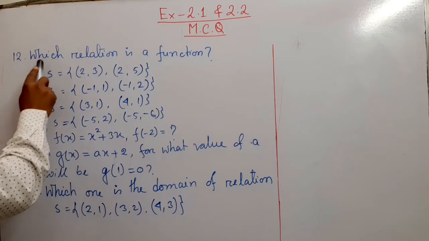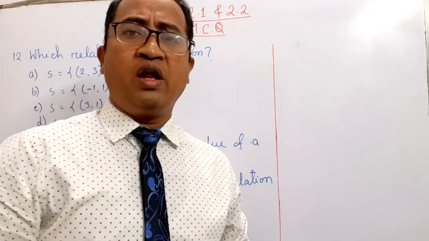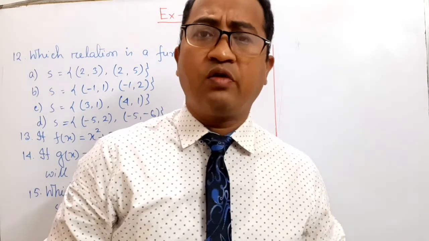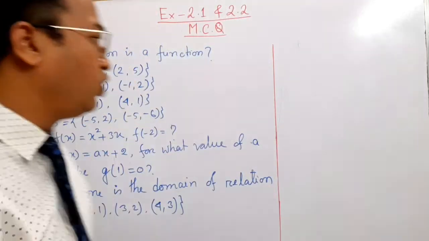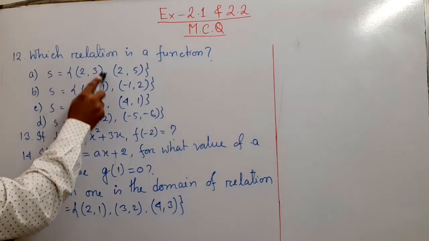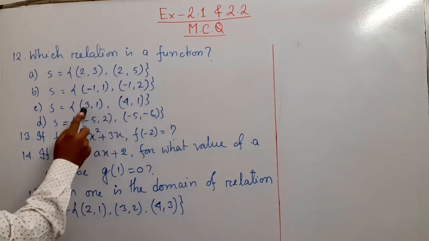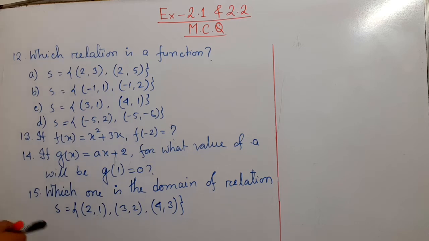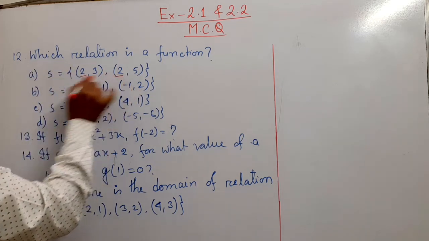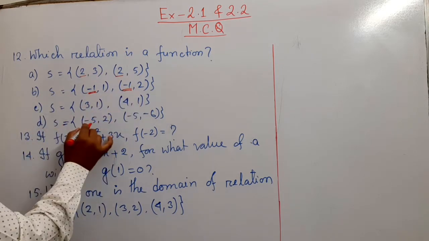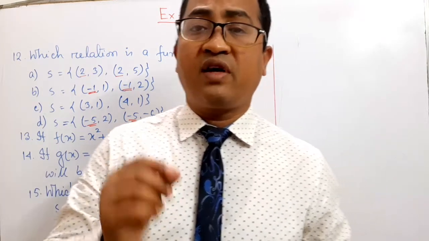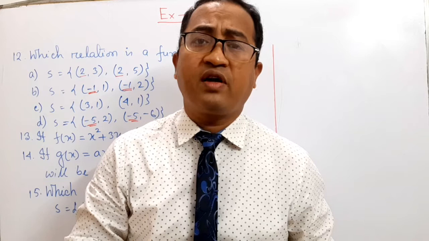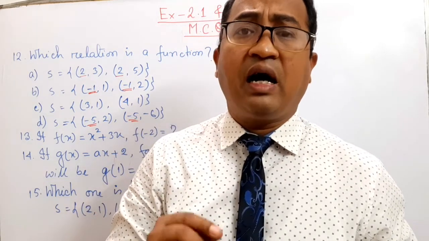Now, question number 12. Which relation is a function? We know every relation is not a function. There is a condition to be a function. There are two conditions, but I will show you one condition here. Look at these four options: S is equal to {(2, 3), (2, 5)}, {(-1, 1), (-1, 2)}, {(3, 1), (4, 1)}, {(5, 2), (-5, 2), (-5, 6)}. Look, what is the difference? In the first relation, the first elements are the same. In the second relation, the first elements are the same. In the third and fourth relations, the first elements are the same. If the first elements of any relation are the same, it is not a function. That is the first condition to be a function.